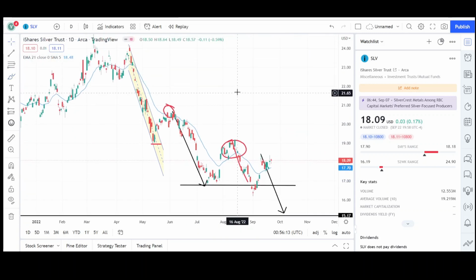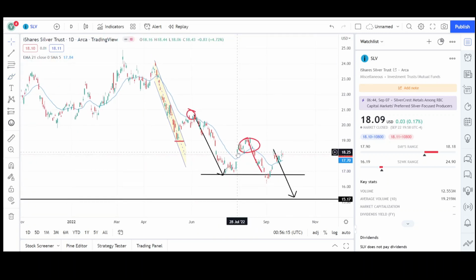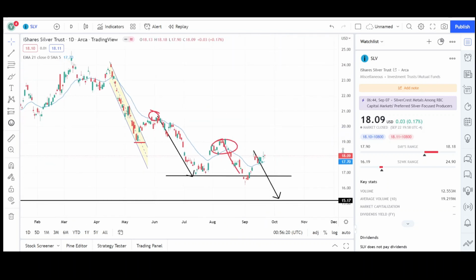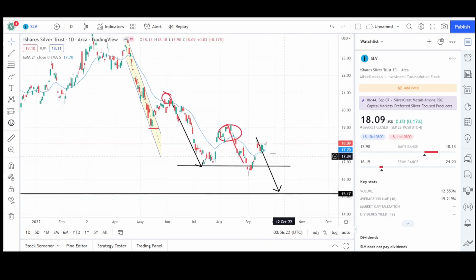I don't like picking bottoms. It's very low probability, but this definitely looks like some type of bottom pattern. But if I were to bet, I believe we're probably going to get that second leg down. I'm just not 100% sure.